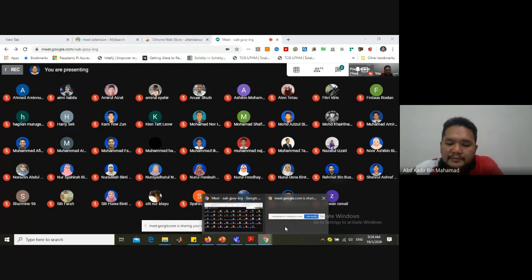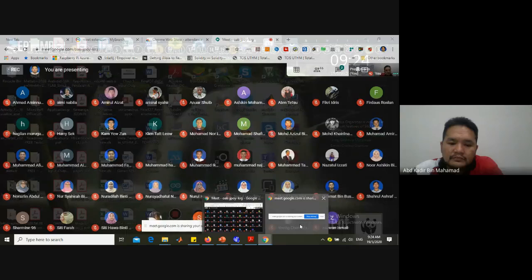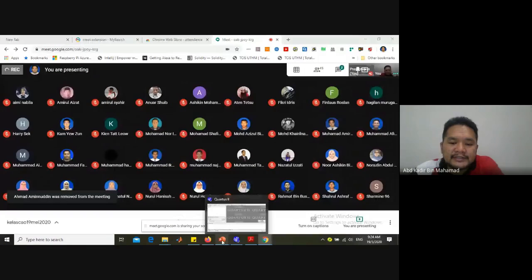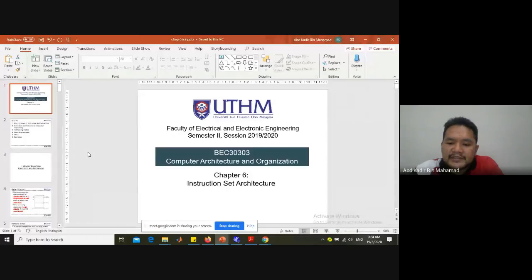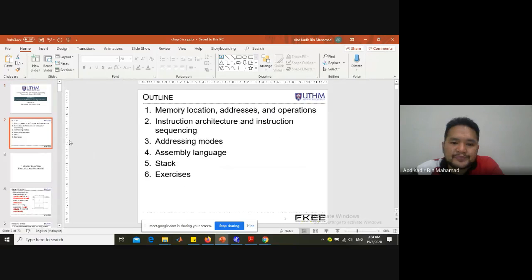So we start with chapter number 6, instruction set architecture. Basically, for this chapter they have 6 sub-chapter outline: memory location, instruction architecture, addressing mode, assembly language, stack, and exercise.